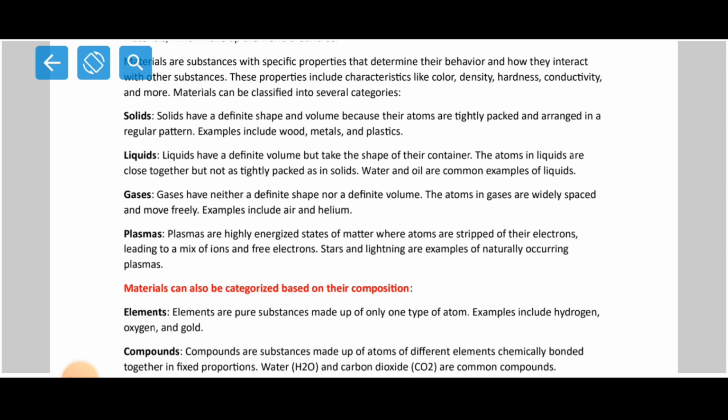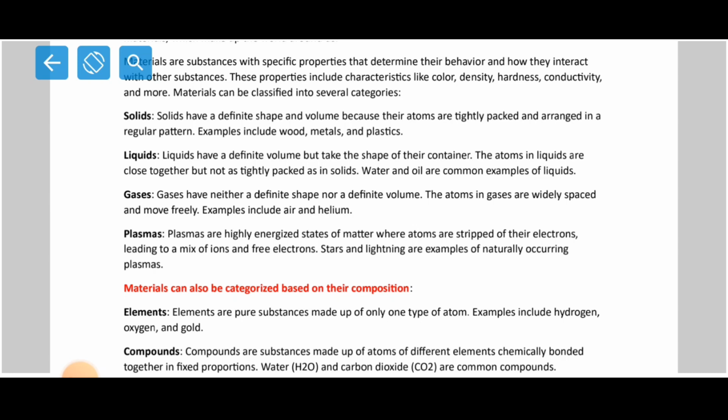So now plasmas. Now what are these plasmas? Plasmas are highly energized states of matter where atoms are stripped of their electrons, leading to a mix of ions and free electrons. Stars and lightning are examples of naturally occurring plasma. So plasmas are highly energized states of matter only.